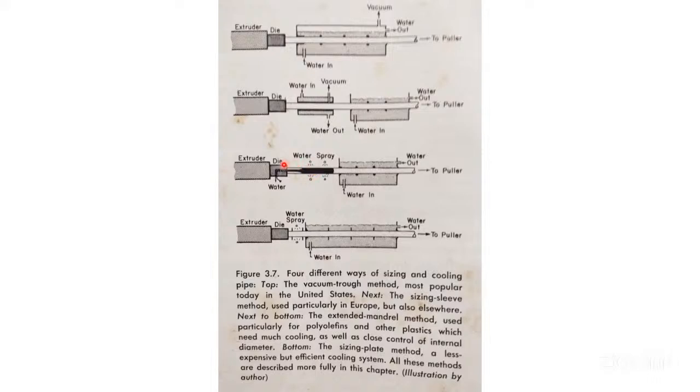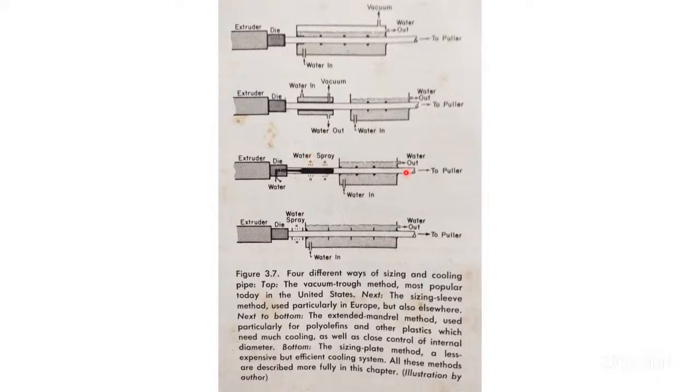And the pipe is going over this mandrel, the extended mandrel. At the top of this, when the pipe comes outside, water will be sprayed over it on the outside. So the pipe gets cooled inside by the mandrel and outside by this water spray, and it will get cooled immediately at the sizing unit only.